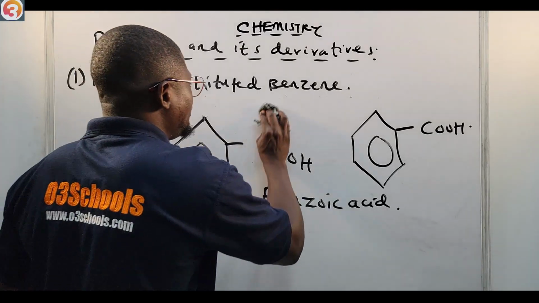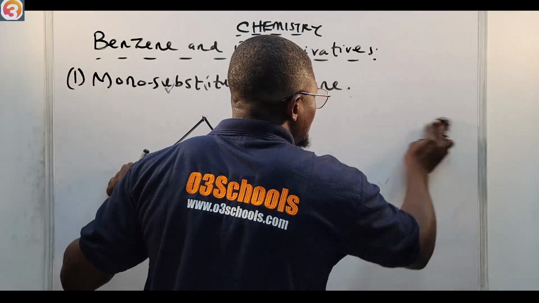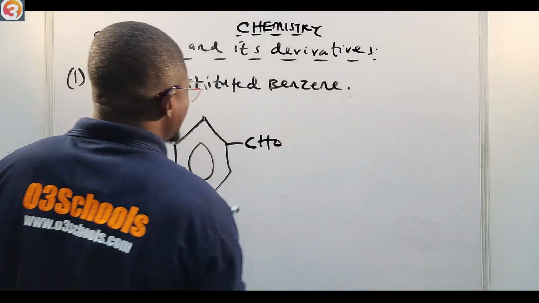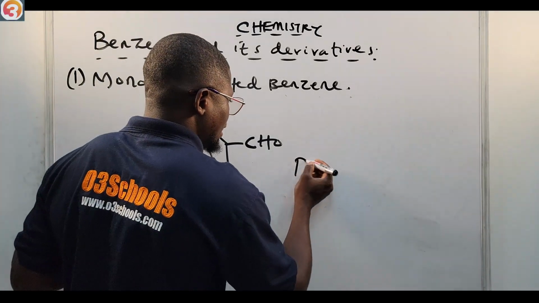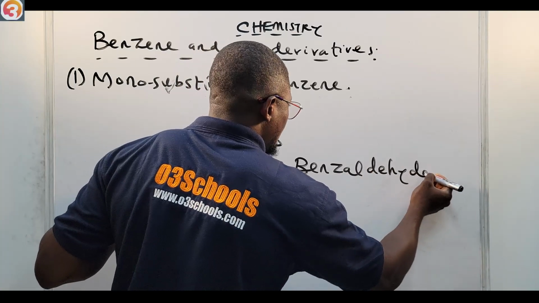What if it's not a carboxylic acid group? Let's say it's an aldehyde functional group. That is CHO. If I have a CHO attaching itself to a benzene ring like this, what do we call this? We call this one a benzaldehyde, because this is the aldehyde functional group.